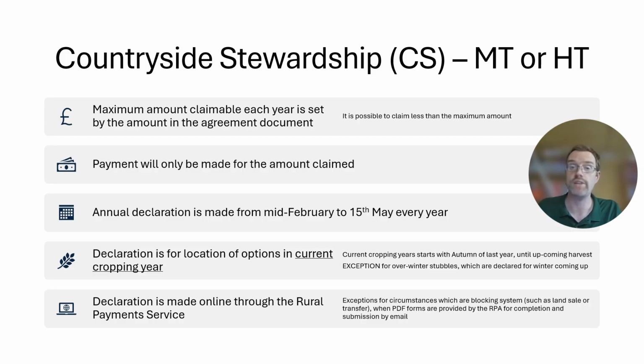But essentially the process is the same, and essentially the declaration, as I say, is the same in that it relates to the current cropping year that started with last autumn sowing, and it will finish with the harvest that's coming up, and the location of those rotational options has to be in that 12-month period.